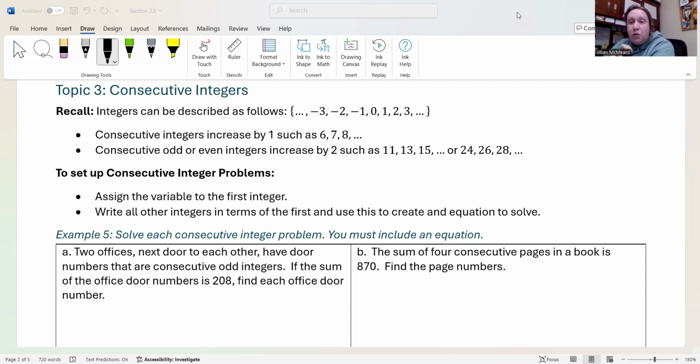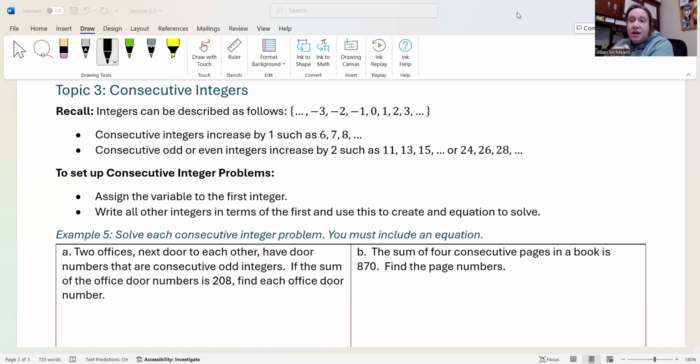Now, when we talk about consecutive, that just means in a row. So if we just say flat out consecutive integers, they always increase by one. So for example, 6, increase it by one is 7, increase that by one is 8. You could increase it by one again, which would be 9, and then 10, and then 11, and so forth.